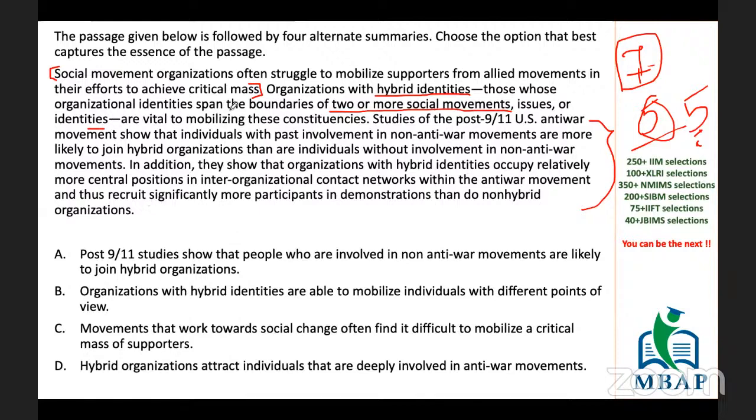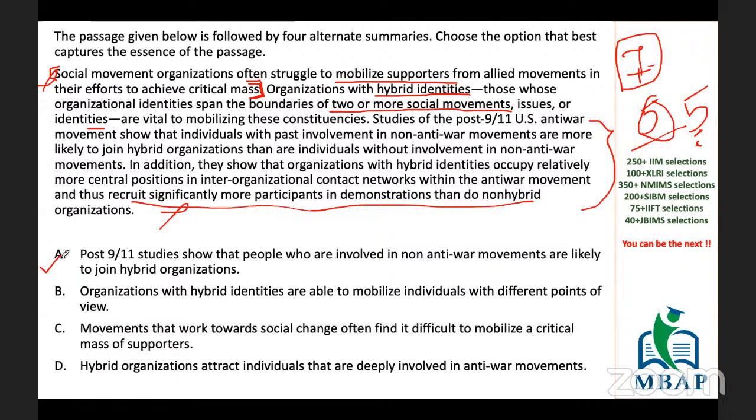First of all, why am I coming up with hybrid identities? Why am I coming up with hybrid organization? Because my introductory sentence is talking about the mobilizing of supporters. Okay, that was the point. मैंने किया that these are the organization जो struggle करती है, and then there comes hybrid identities जिनको easily मिल जाता है. So here I'm not covering the key element. I'm also missing on introduction and I'm also missing on this. This is just the part of the explanation which is there. So this can never be the summary.